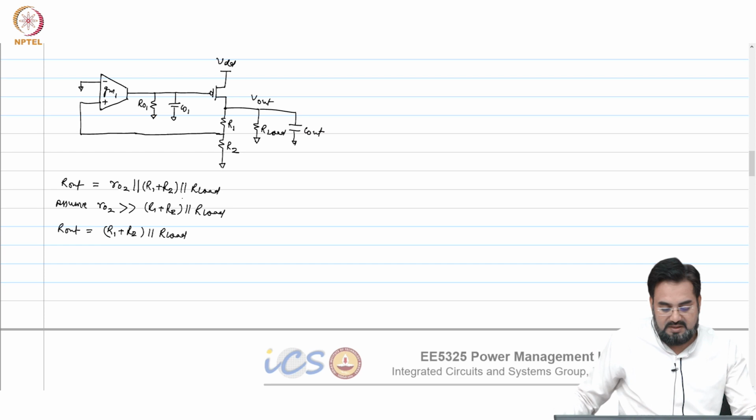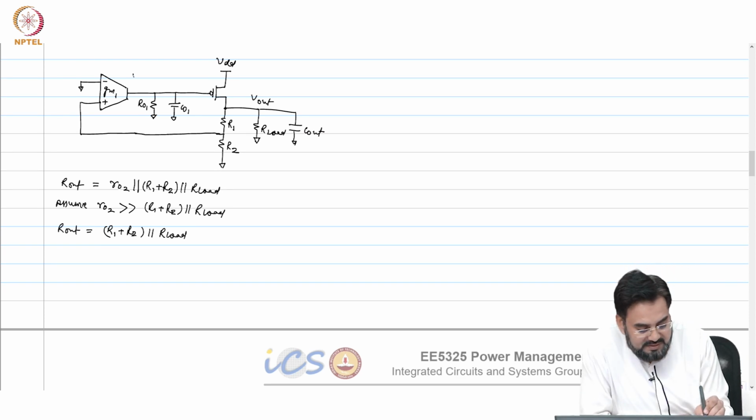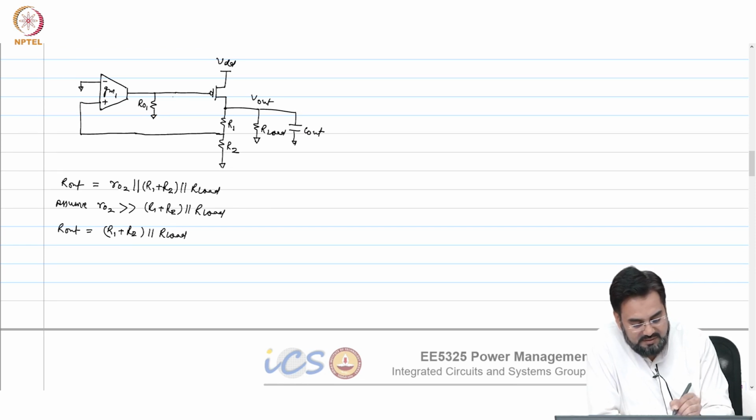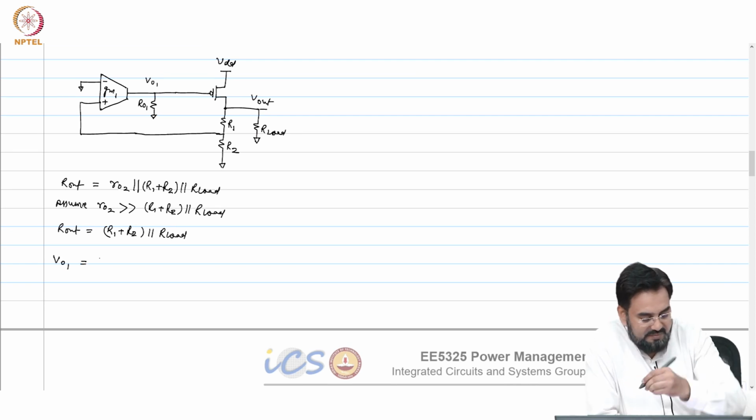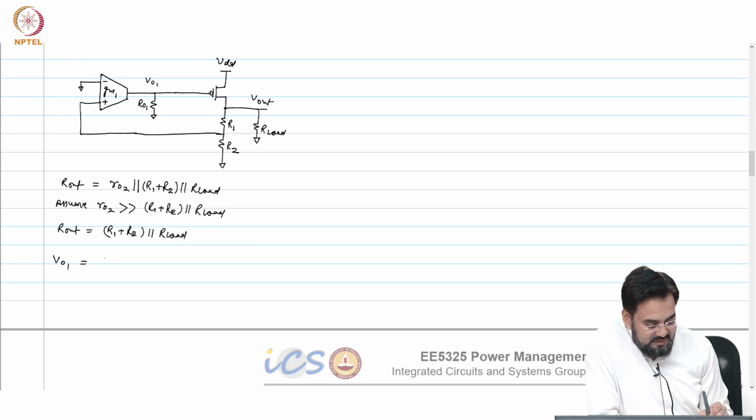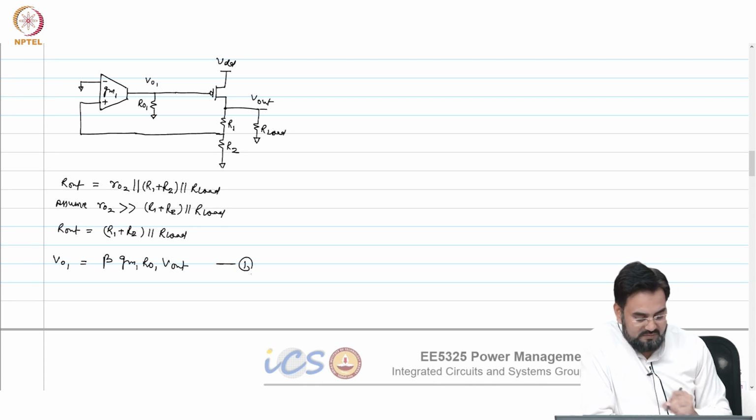So all you need to do is apply the, so what is the V1? For DC, if I just want to assume DC, then this capacitor will go away, so we don't consider that for DC. If I call it VO1, what is VO1? Just move around the feedback. So this is beta V out, then GM1 RO1 V out. We'll call it equation number 1.